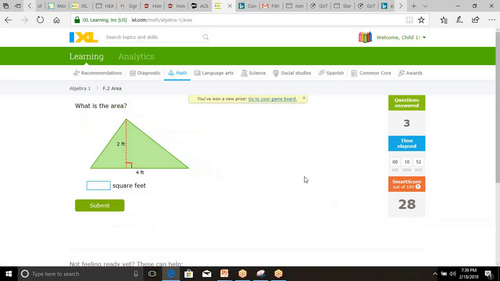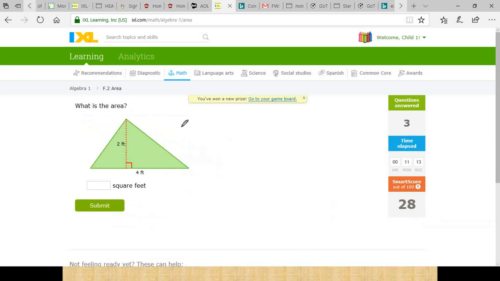Okay, so this is a triangle, right? What is the area of a triangle? 2 feet. No, I've been over this. A length is feet. Area is square something. What is the formula for the area of a triangle? What's the formula for the area of a triangle?